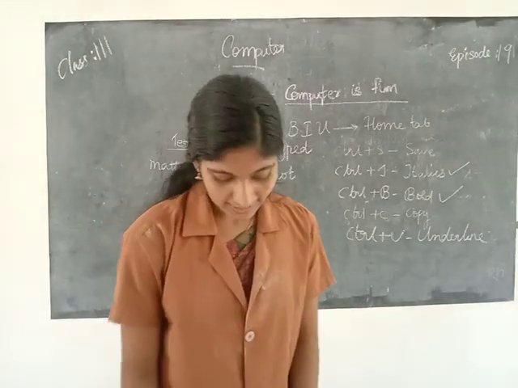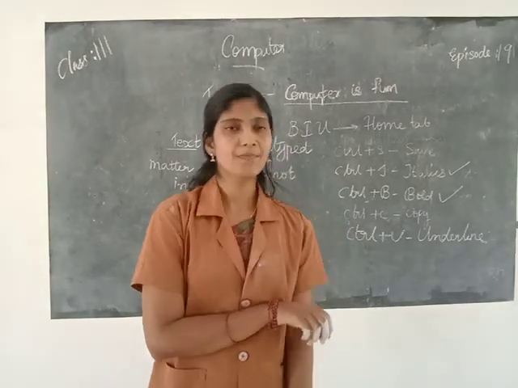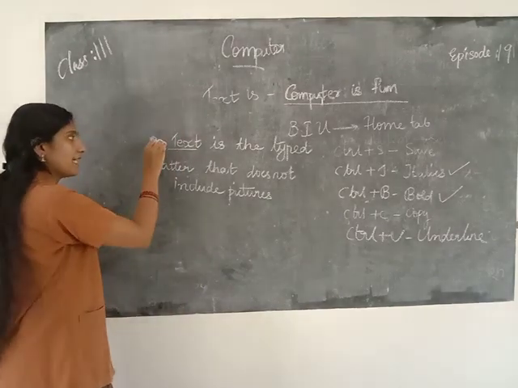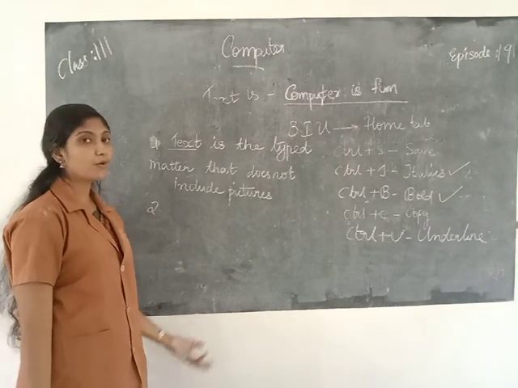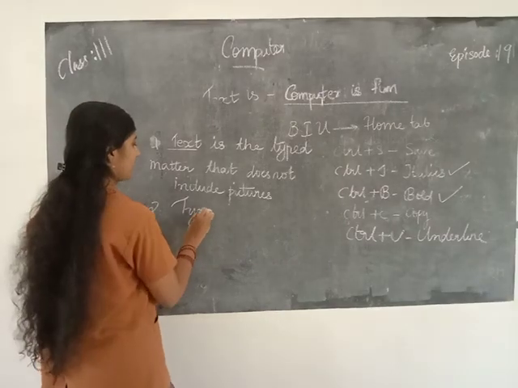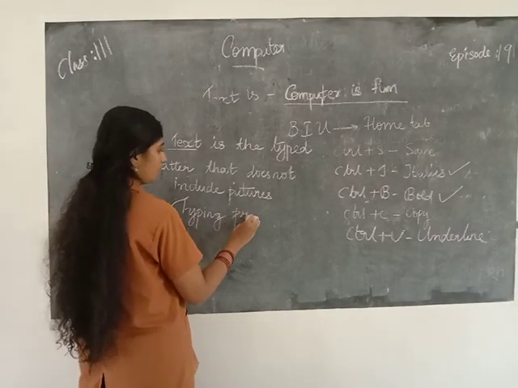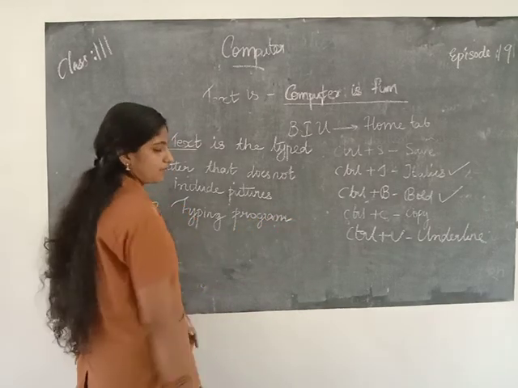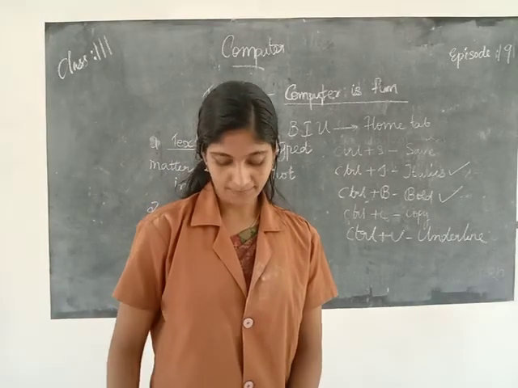Then what kind of program is Microsoft Office Word? It is a typing program. What type of program? Typing program. So Microsoft Office Word is a typing program.